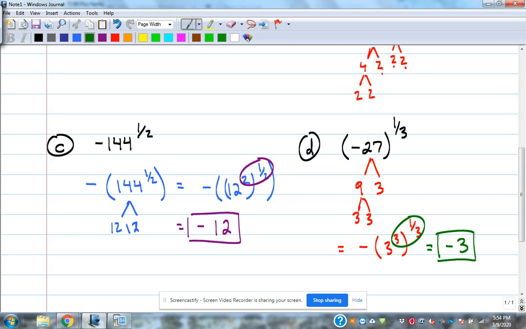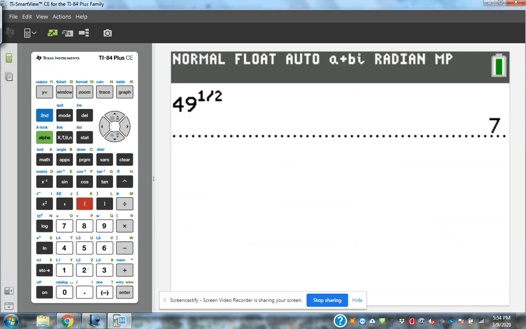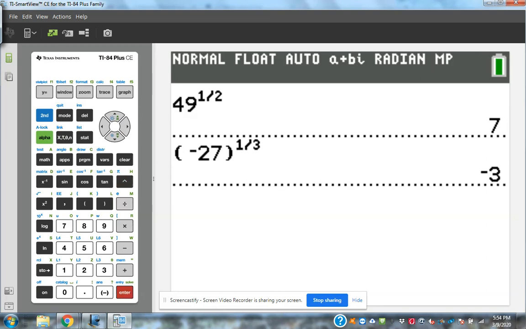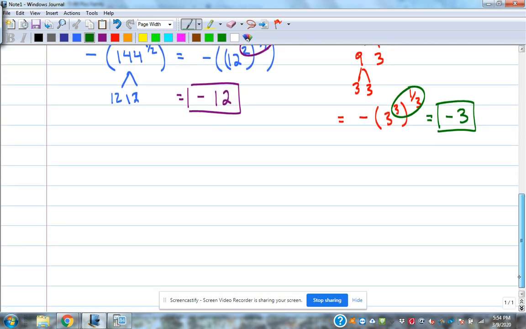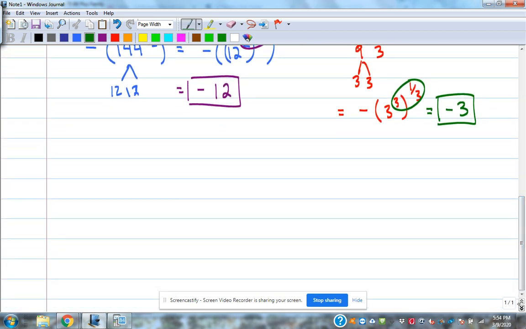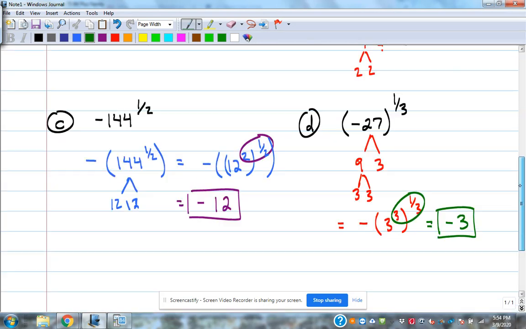So it just takes breaking down those numbers. And if you type that into the calculator, parentheses, negative 27, close the parentheses, raised to the 1/3, you're going to get that same result back. Okay, so it's really easy stuff here. Let's look at something that's a little bit different on this.